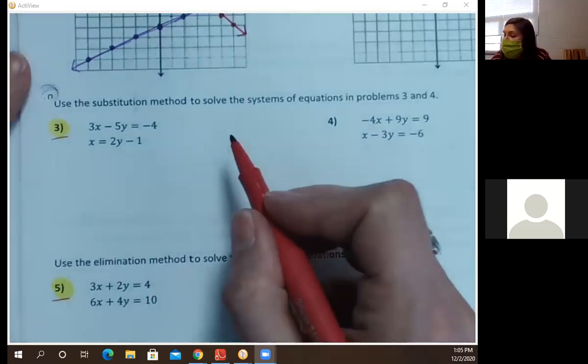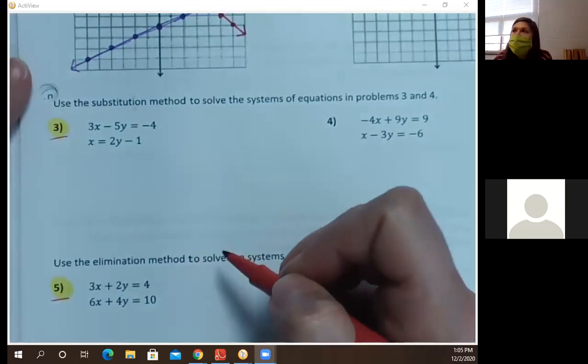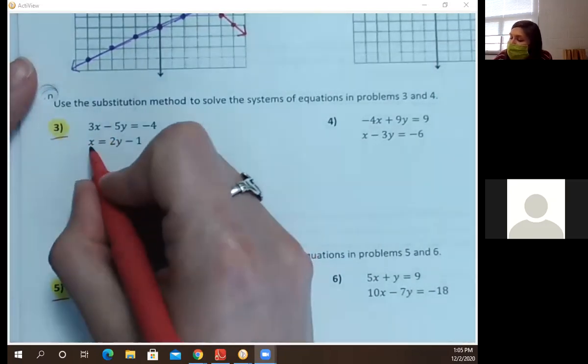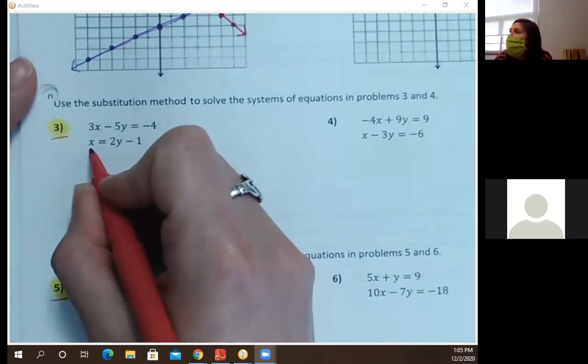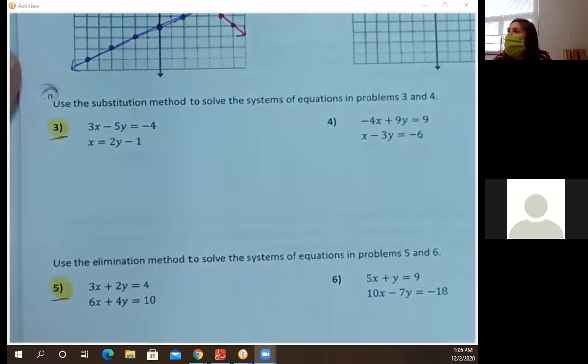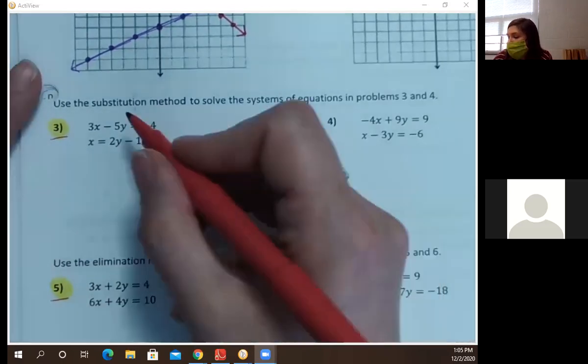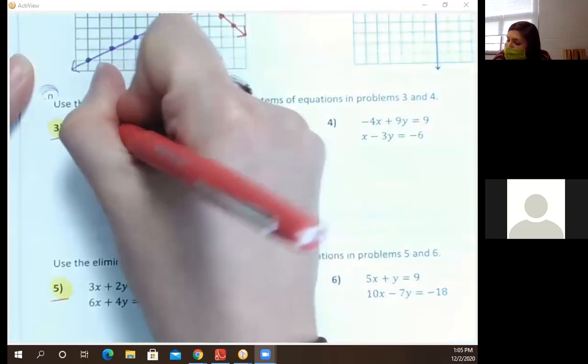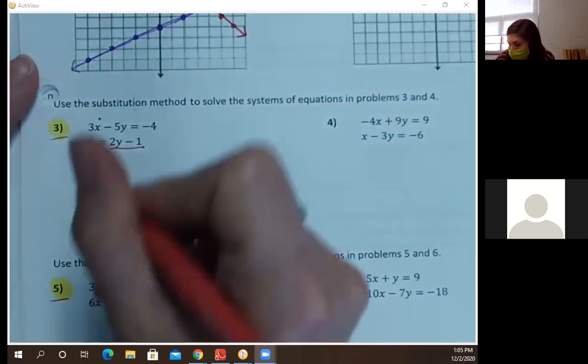So if we hop down to this next section, it says use substitution. I told you guys I'm going to ask you to use each of our different methods on the quiz. So I want to do some practice with substitution as well. The nice thing about number 3 is that in my second equation, I already have a variable by itself. Remember, for substitution, one of those equations has to have a variable by itself. So in that second equation, we already have x by itself. That means I can take this stuff and plug it in for x in my top equation.